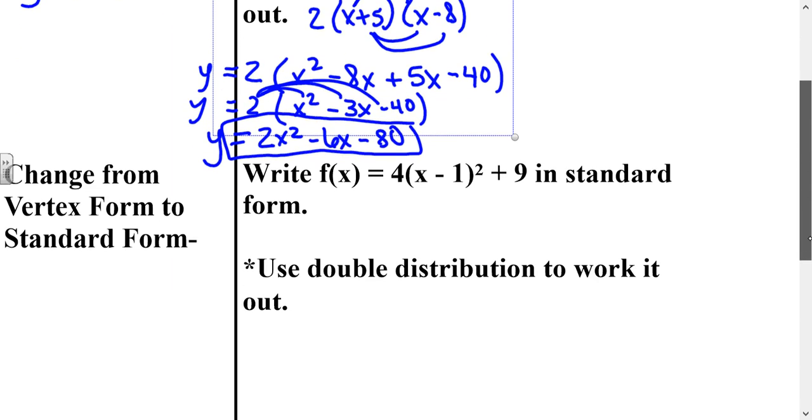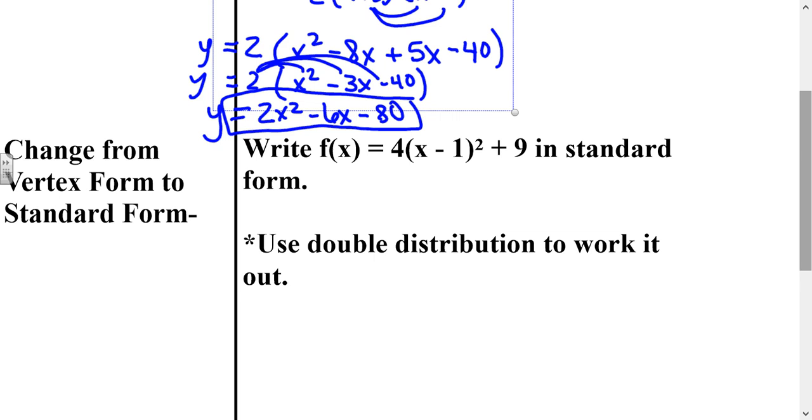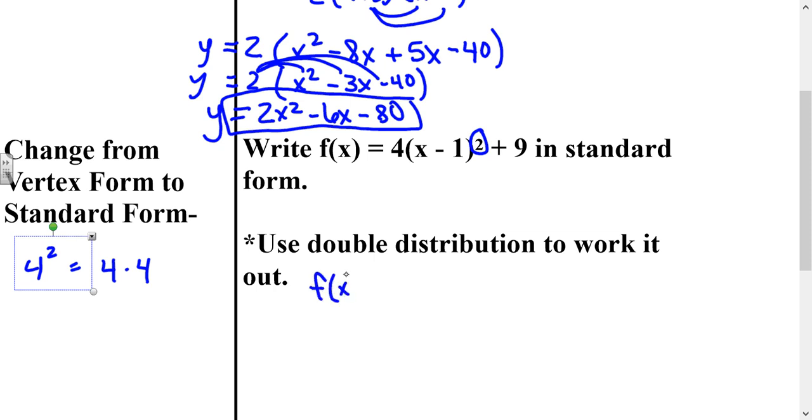Now remember, vertex form has a squared in it in the equation. And we can still use the double distribution to work it out. But when I'm squaring something, what does that actually mean that I'm doing? Like if I take 4 squared, that means I'm taking 4 times itself, that number of times. So that means I have to actually write out, and this one has f of x in front, 4 times x minus 1 times itself, and then plus 9.